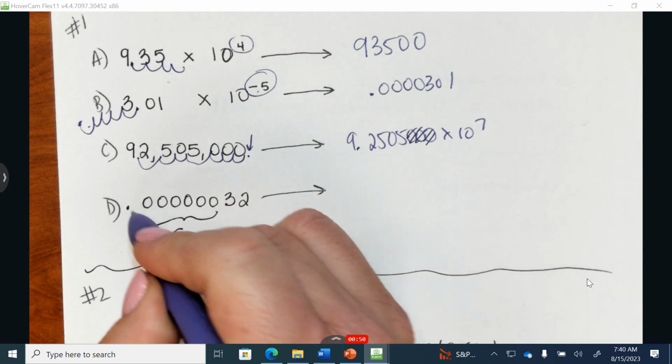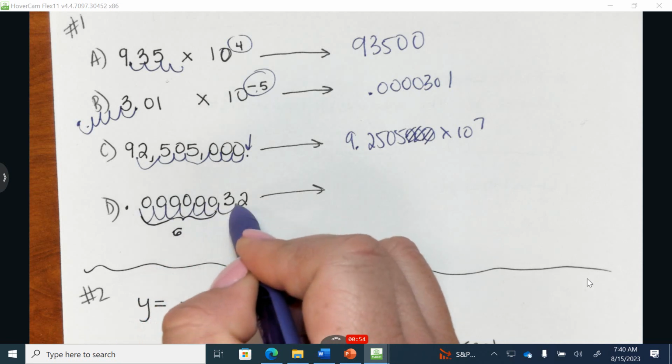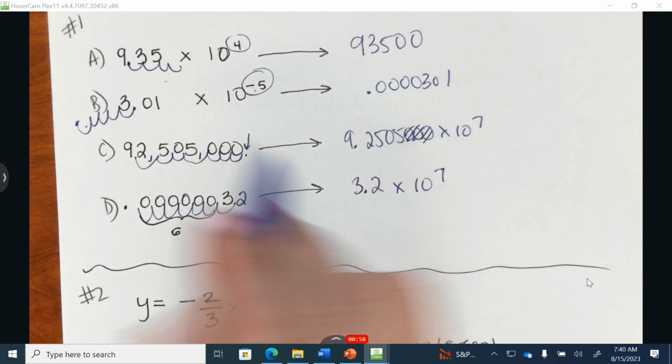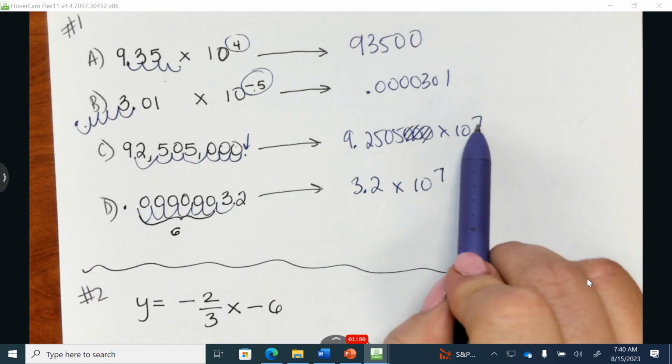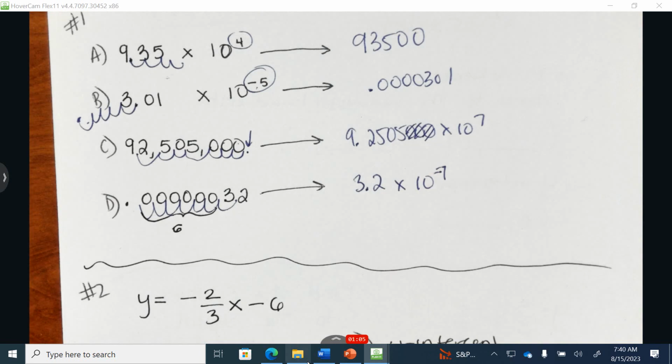How many times do I have to move it till I have one non-zero number in front? 1, 2, 3, 4, 5, 6, 7. 7 times. Now this original number here was greater than 1. That's why it's positive. This original number is less than 1. That's why it's negative.